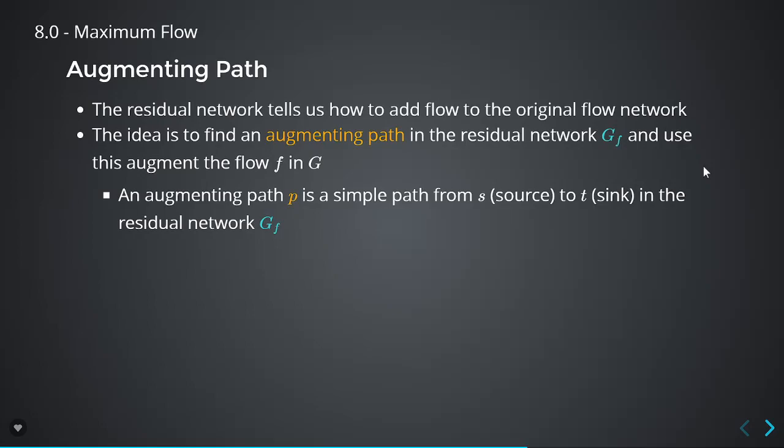So the purpose of this residual network is to tell us how to add flow to the original flow network. And the way we do this is by finding an augmenting path in the residual network. Now, if you're trying to find a path in the original flow network, then you can only increase the amount you're using in every edge. You can't cancel. This is the whole point of using a residual network, so that you can cancel the sending of goods from one node to another node, so you can use that path for something else. This is what using the residual network allows you to do.